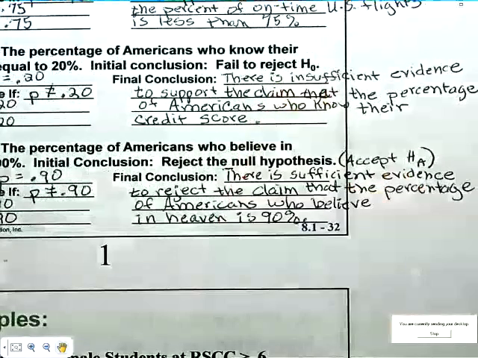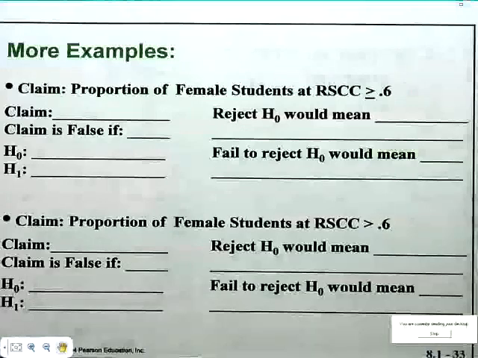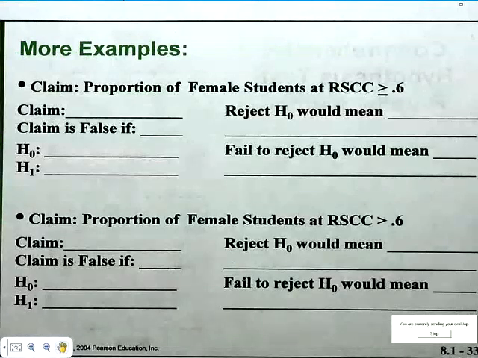All right, more examples. If someone makes the claim that the proportion of female students at Roane State is greater than 0.6, that the Roane State student population is more than 60%, how would you write that claim in symbolic form?